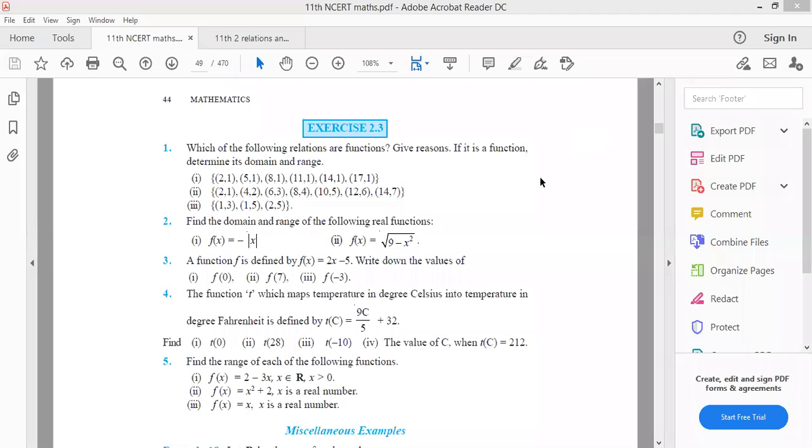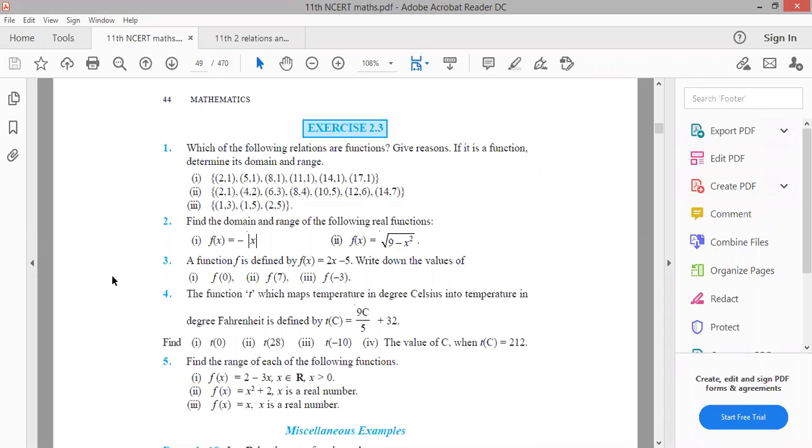Today in this lecture, we will be discussing the value of the function at given points. For example, we are given a function in the algebraic form, and we are supposed to find the value of that function at given points.